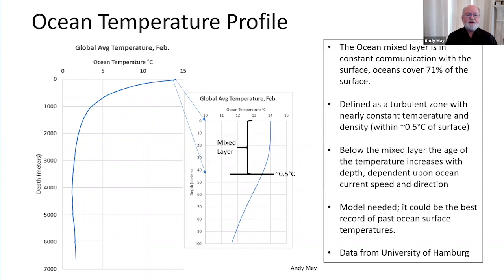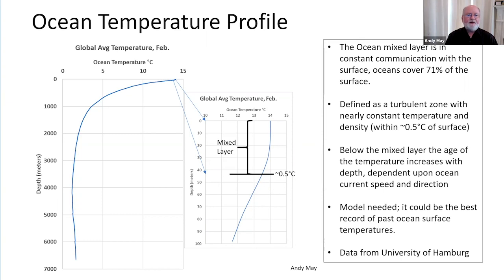Most of the data shown on this plot was gathered by Argo floats or buoys between 2004 and 2015. It goes down to 6,500 meters. As you can see, it drops pretty fast in the upper 1,000 meters of water.